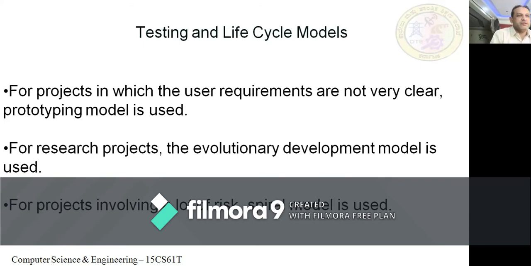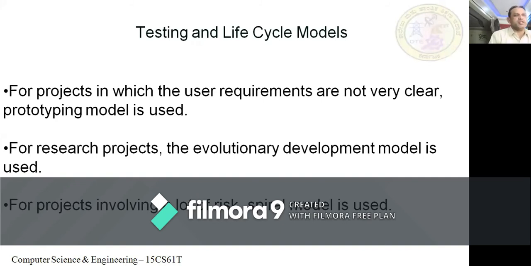For projects in which the user requirements are not very clear, the prototyping model is used. Since your user requirements are not clear, instead of directly implementing the project, you can go for a prototype. Why? Because your requirements are not clear. Based on the prototype, if it is successful, or if any modification has to be done, it can be done. Is it clear? So we can use the prototyping model.